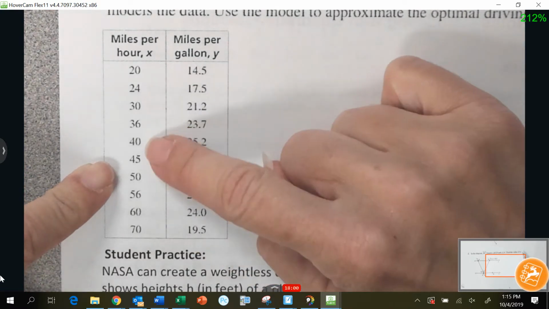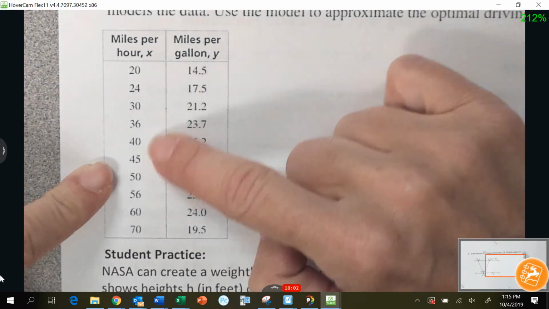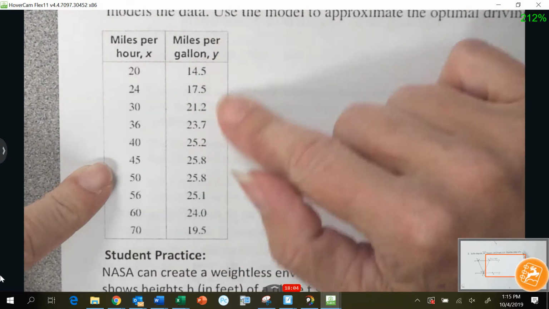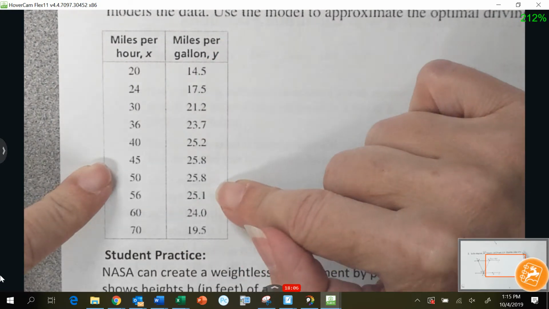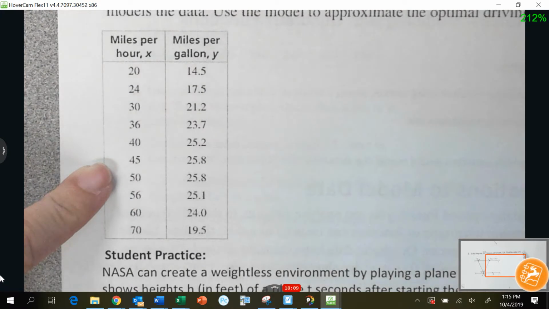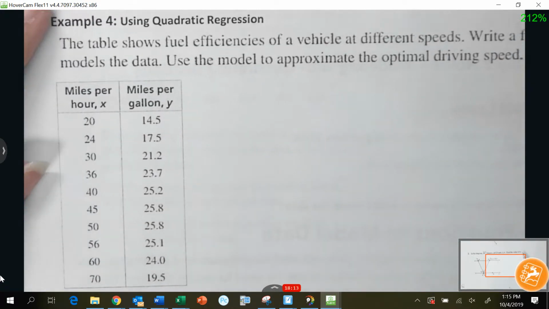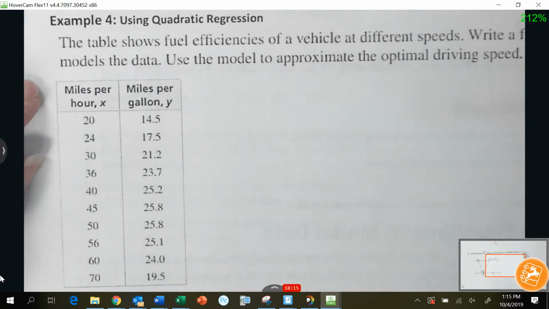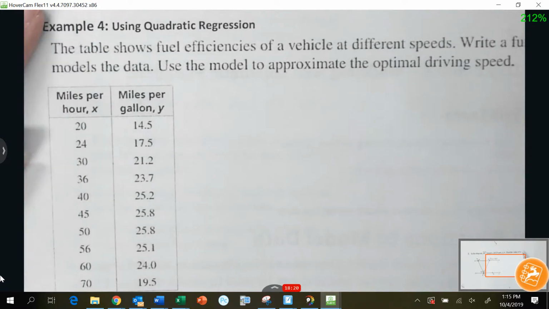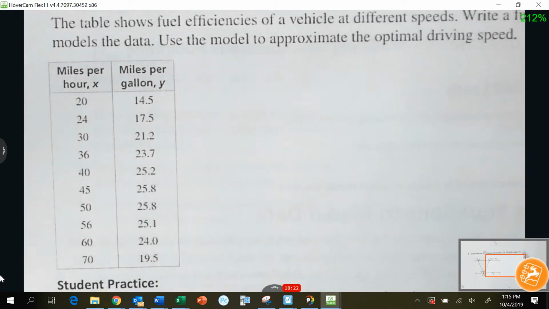So for this next question, the x values are not spaced evenly. I'm not going to do the differences to figure this out. I'm going to do it a different way. So this table shows the efficiencies of a vehicle at different speeds. Write a function that models the data. Use the model to approximate the optimal driving speed. So what we need to do is figure out what regression feature I should use.